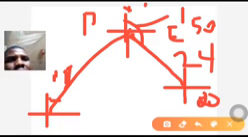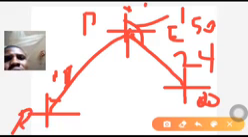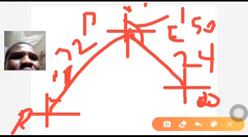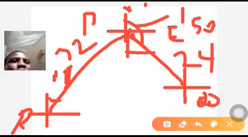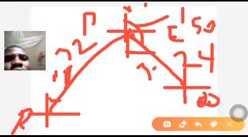Then the distance between P and Q is 24, and P and R here is 32. Now the remaining angle here, you subtract 150 from 180, and this will give you 30.